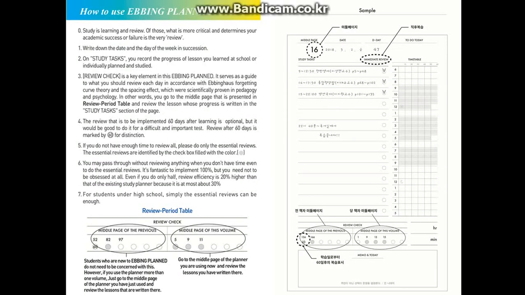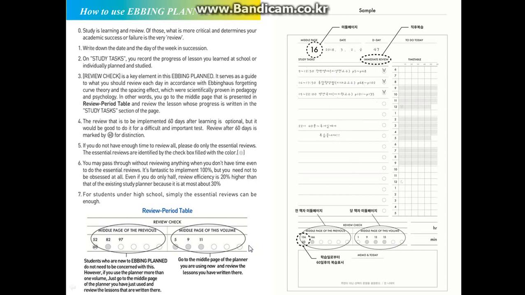Let's get into the explanation of the way you use EBBING Plan. This is the explanation and this is the sample page. On the daily plan page, there are 2 items to which you should pay attention. The first is the middle page, and the second is the review period table. This review period table indicates the number of the middle page you should go to. You go to the middle page and review the lesson that is written there in the study task section.